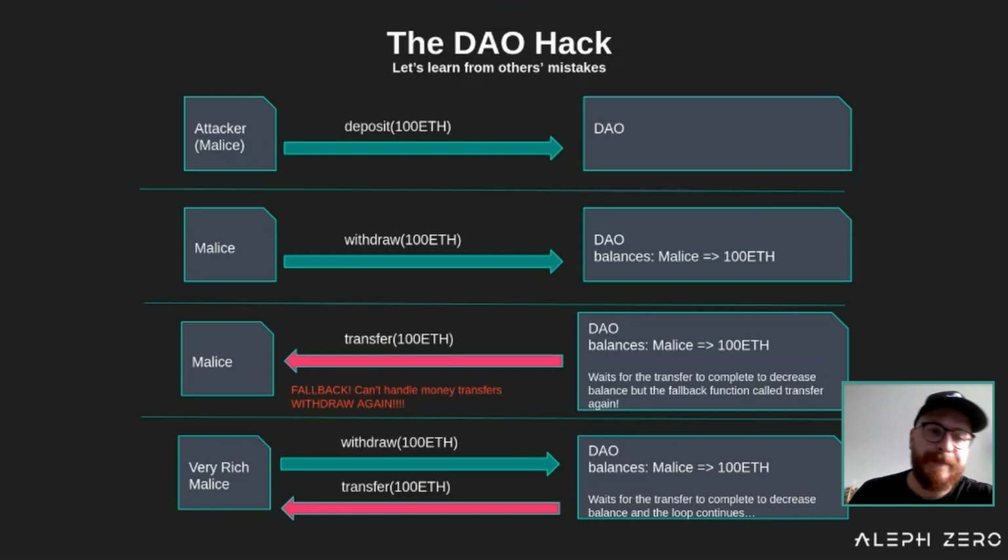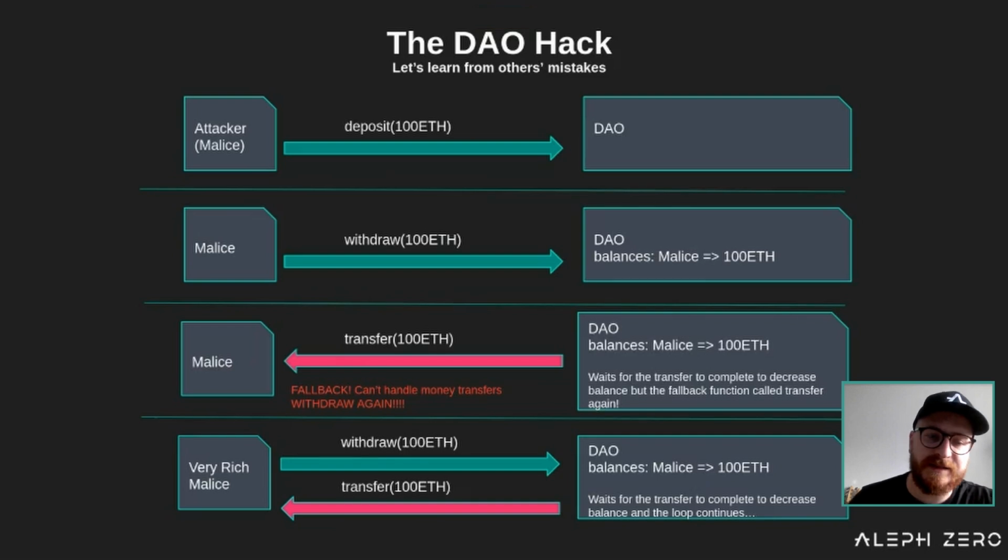So what someone did, and the classic names used in cryptography would be Alice and Bob, but here I thought it would be funny to call the attacker Malice, just because it sounds like something very evil. So what Malice does is, she first deposits 100 ETH, of course, it can be any amount actually, and then asks the DAO contract to withdraw the 100 ETH. And of course, the contract checks if she actually has this balance. Yes, sure. And then the contract issues a transfer to Malice.